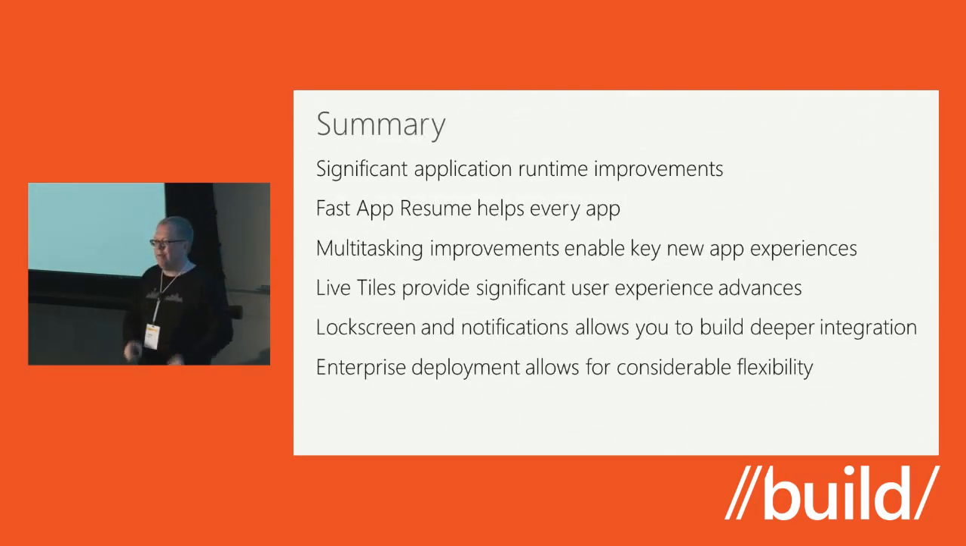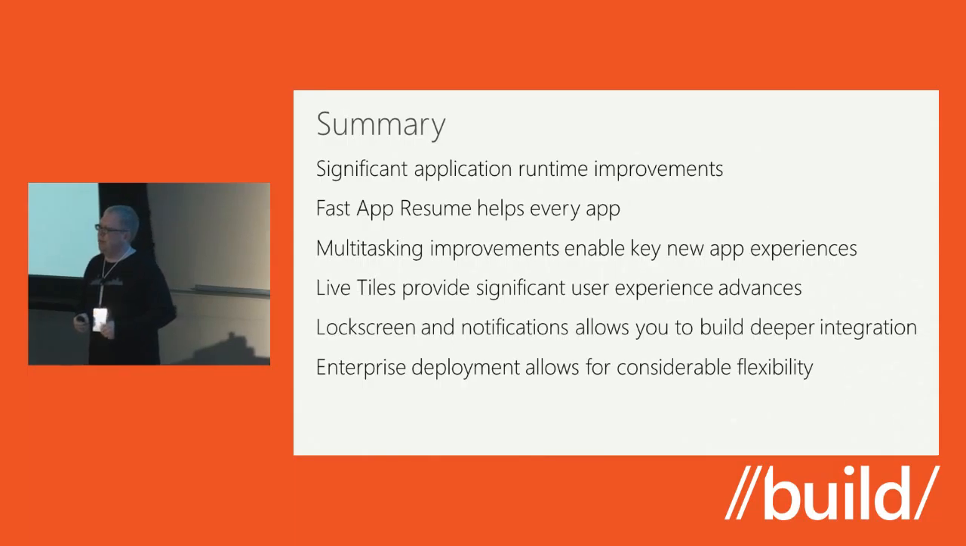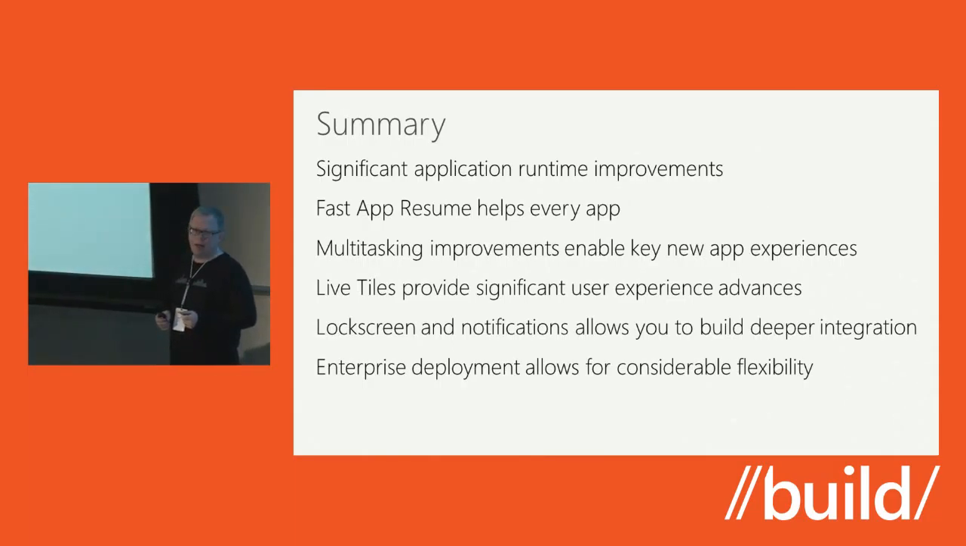If you take away one thing from this presentation, it is to enable fast application resume in your app. Your users will love you for it. It's probably the most important thing you can do in terms of getting a performance benefit for doing nothing. And multitasking improvements enable key new app experiences, be that VoIP or background location.